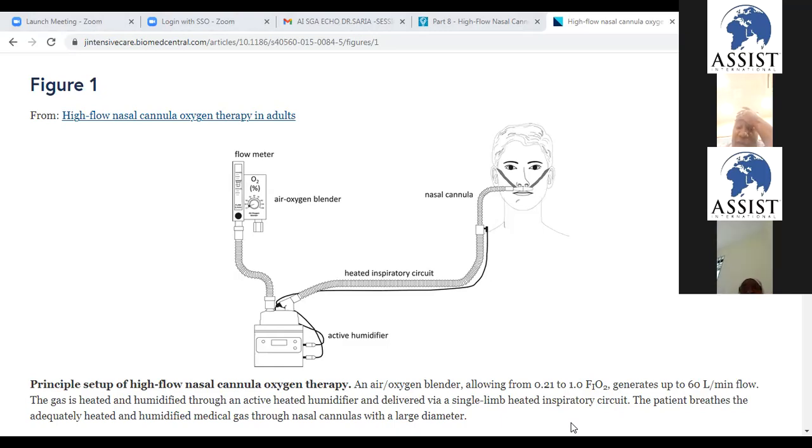Now this one is being instituted when all the measures, all the devices we have seen previously, have failed.